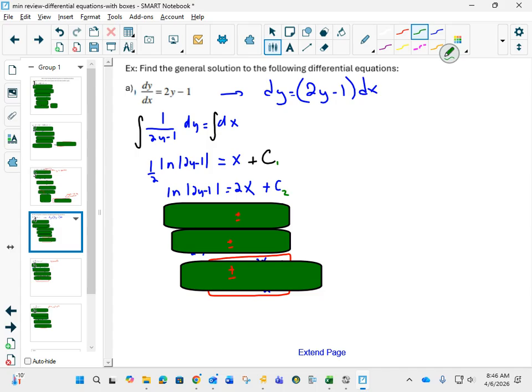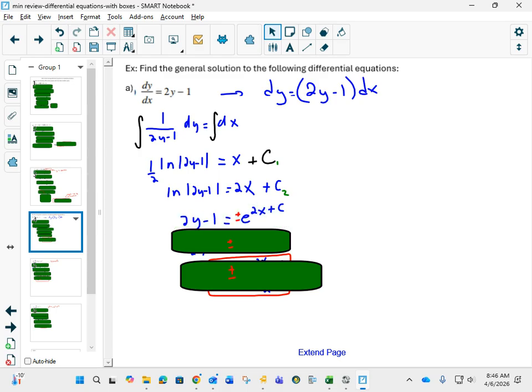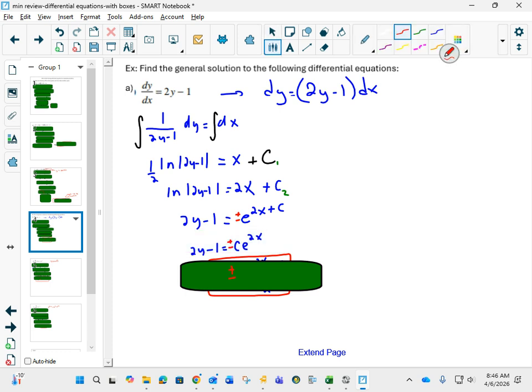And again, on the exam with the c's, they're a little bit lenient with that. I can change it to exponential form, 2y minus 1. If I take the absolute values away, it's like having a plus or minus there. e to the 2x plus c. This is still my c2. This would technically now be my c3.